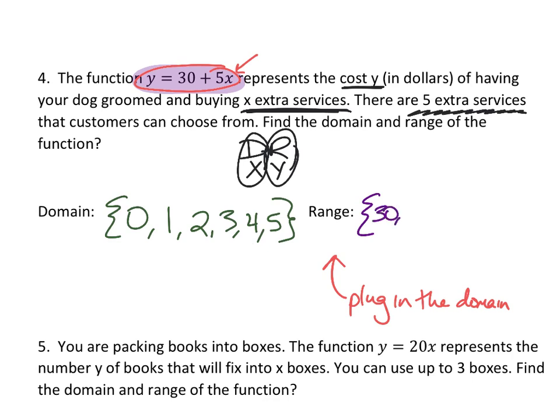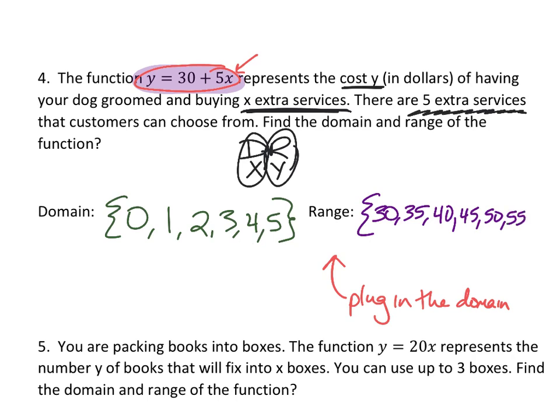All right, if I buy 1 extra service, we're plugging in a 1 into that equation. So 5 times 1 is 5. 30 plus 5 is? 35. If I buy 2 services, how much do I spend as a consumer? 40. If I buy 3? 45. 4? 50. And 5? 55.